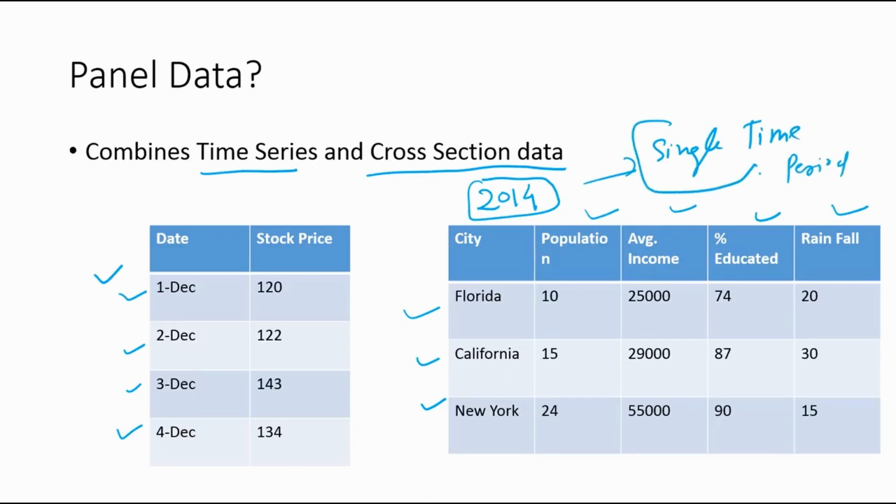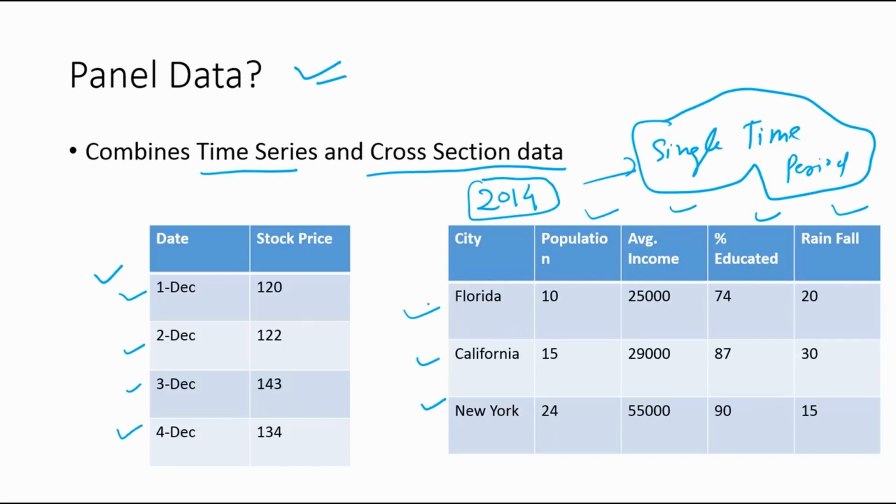Okay, so in cross-section data, you will have data for different cross-sections only for one time period. Whereas in time series, you have only one kind of data. For instance, here we have the stock price, but for different time periods. So that's the difference between time series and cross-section data. Now, what is panel data? Well, panel data is just some kind of a combination. If you combine the time series aspect and the cross-section aspect of data, then we get panel data.